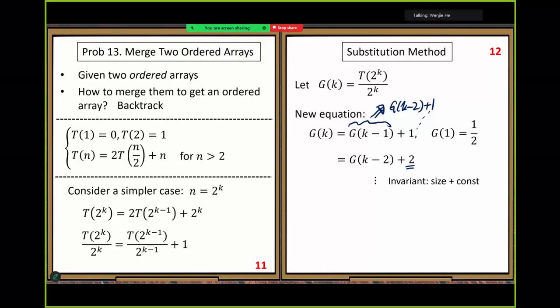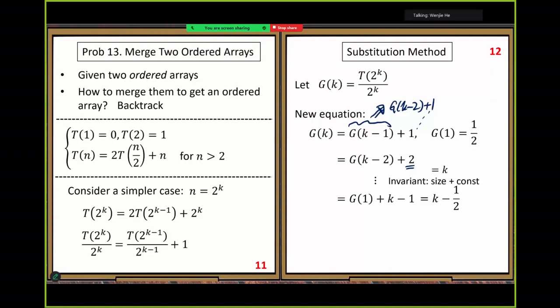We can use this invariant to keep track of the data, right? So that invariant equals k. When we reach the bottom, g of 1, then the constant part should be k minus 1. The size is 1. When the size equals 1, the constant term should be k minus 1. But that is 1/2, right? We know 1/2. So k minus 1/2. So this g of k equals k minus 1/2.